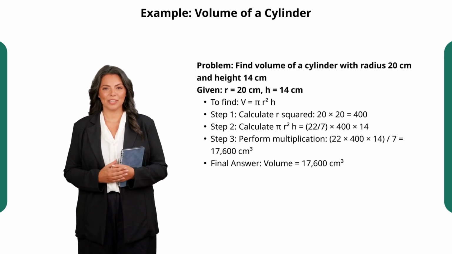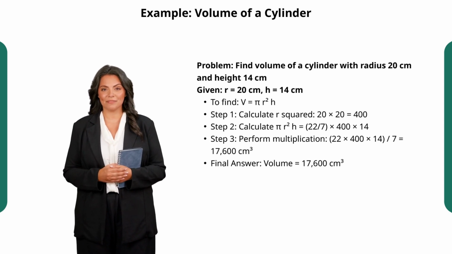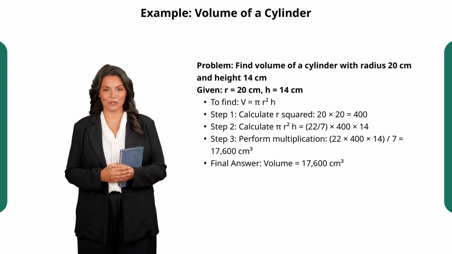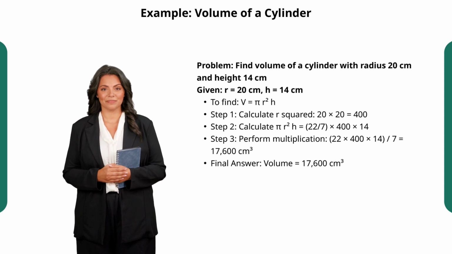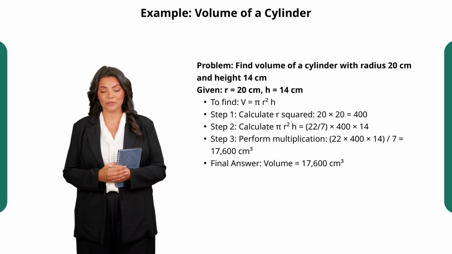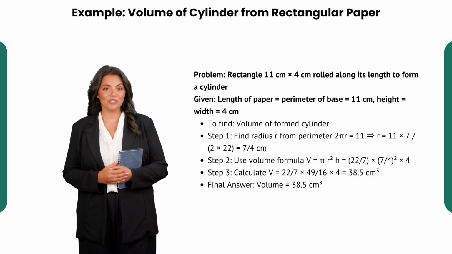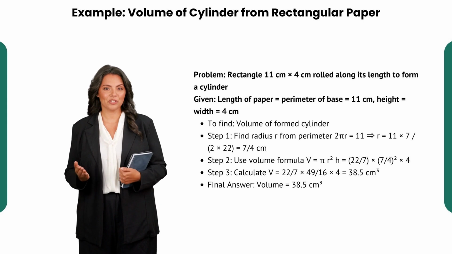Imagine filling this cylinder with tiny 1 centimeter cubes. It would take 17,600 of those to fill completely. This formula and method are vital in fields like engineering and packaging, where space optimization is key. What if the radius was half? Can you guess how the volume would change? Think about it.